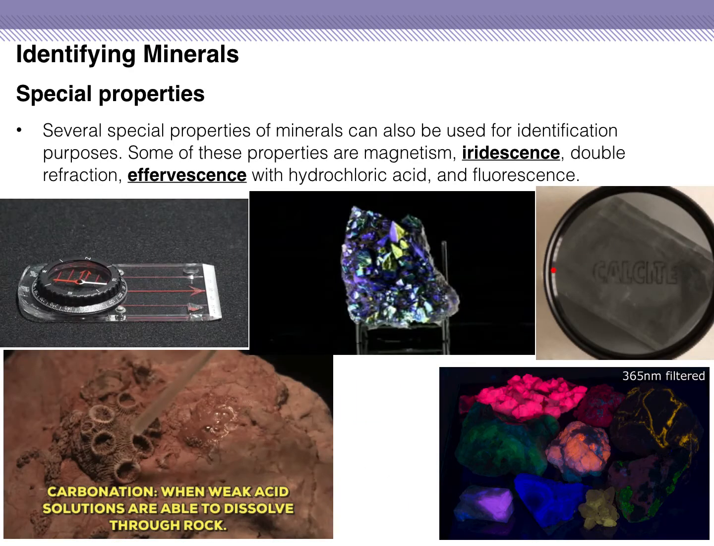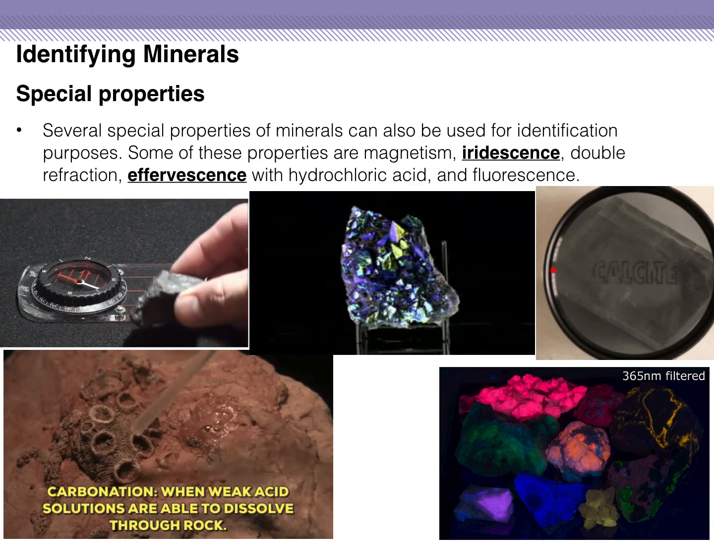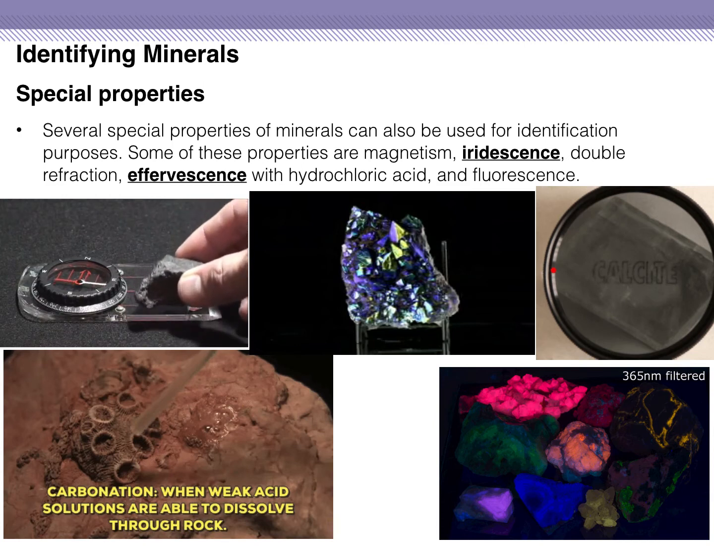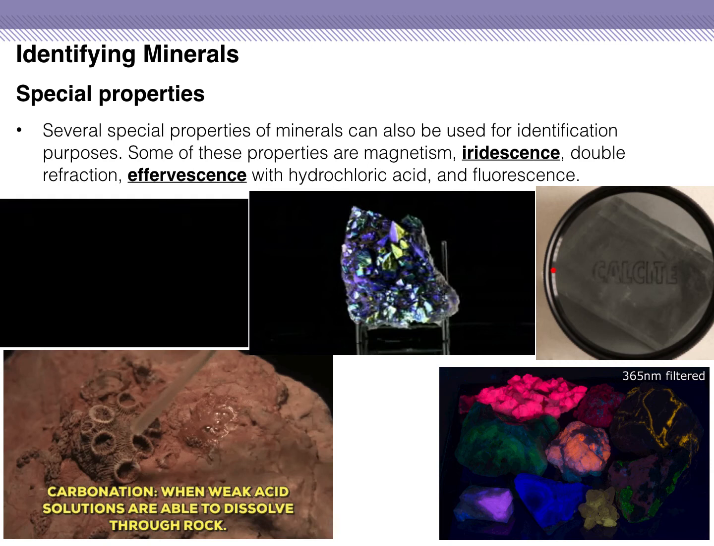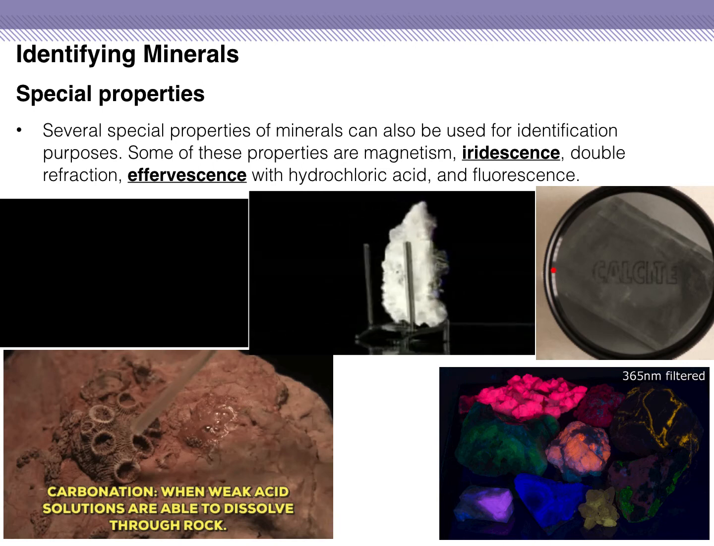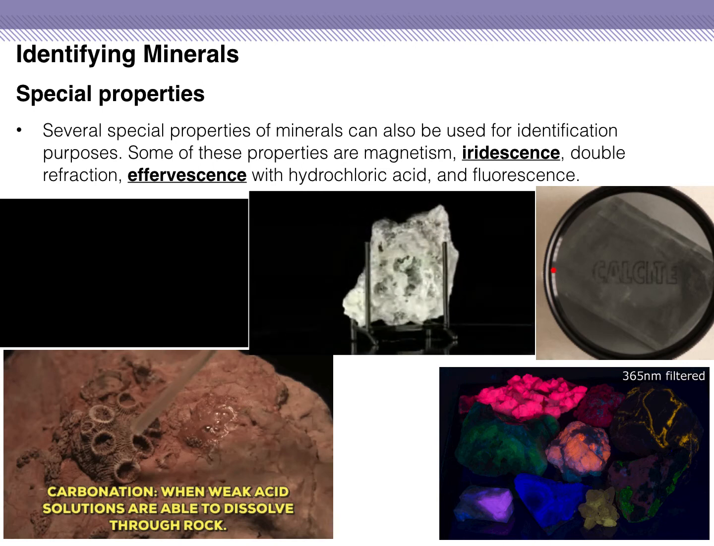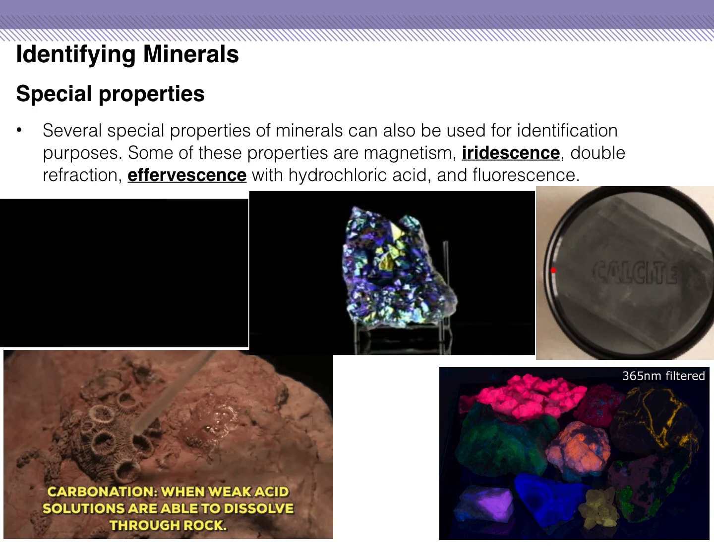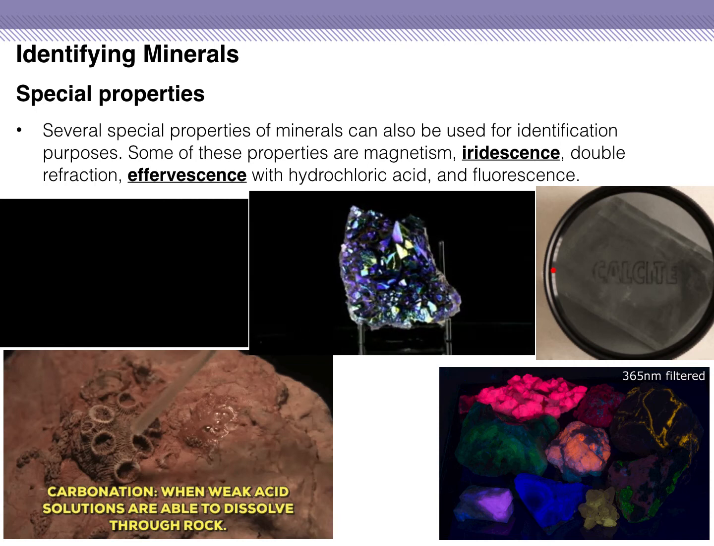Several special properties of minerals can be used to identify them also. Some of these properties are magnetism. If you look at the first one, the man's bringing the piece near it, and because it's a compass, it will then be attracted because that is a magnetic sample. A second one is iridescence. Iridescence is when it will give off light and it will actually give off different colors. And as you see this spinning, it goes from one color to the next.